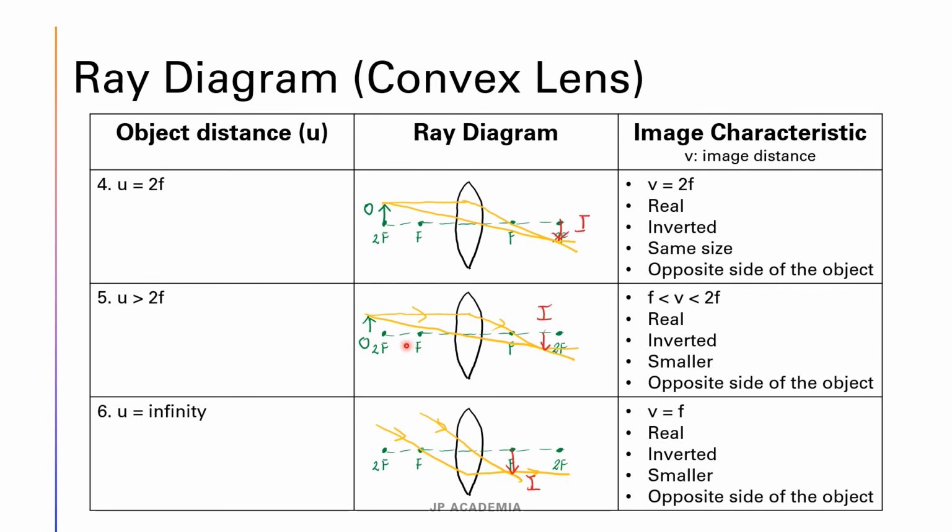Fifth case, when the object is placed greater than 2f, we have the following. So the image is formed between f and 2f. It is real, inverted, smaller, and opposite side of the object. Last, when the u is at infinity, we have the following. So the image is formed at f. It is real, inverted, smaller, and opposite side of the object.